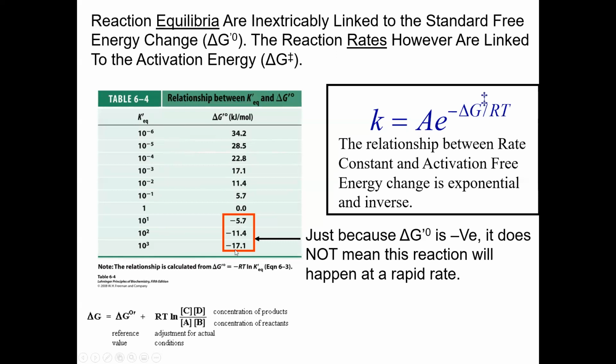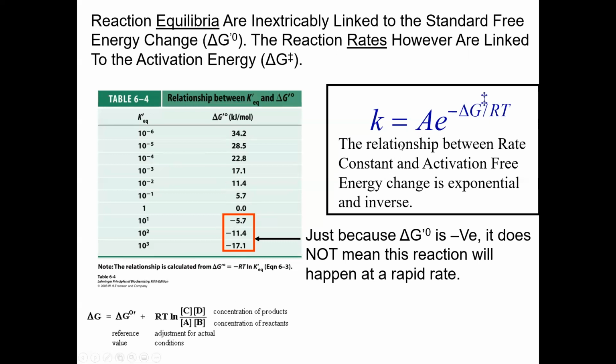for some values. Now, just because some of these values are negative doesn't mean that these reactions will happen at a rapid rate. For example, the bottom one has minus 17.1 kilojoule per mole standard free energy, but that doesn't mean that reaction will happen at a higher rate than the one showing delta G minus 5.7, the one on the top. There is no relationship. Okay, so that's the difference. Here we are talking about thermodynamics.